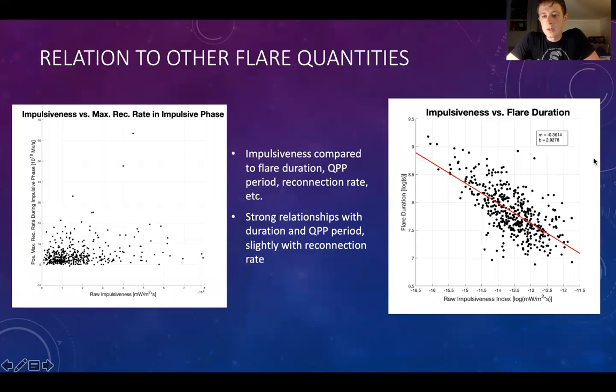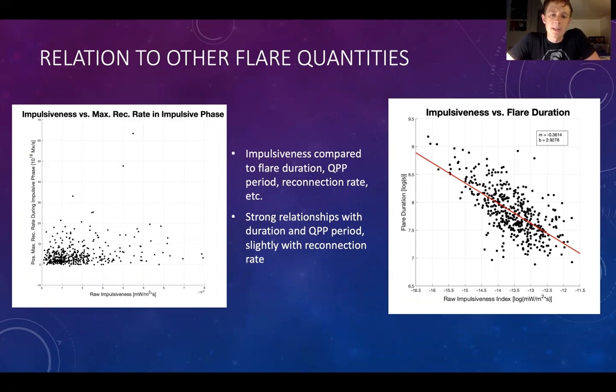So a brief introduction also to the relation to other flare quantities. We compare this impulsiveness index to the flare duration, quasi-periodic pulsation period, reconnection rate, and a number of other quantities. I've shown two here. On the right, you can see a log-log plot of the impulsiveness versus flare duration. Obviously, there's a relationship here, and it makes sense that there would be a power law because the duration is essentially the denominator in the calculation of impulsiveness.